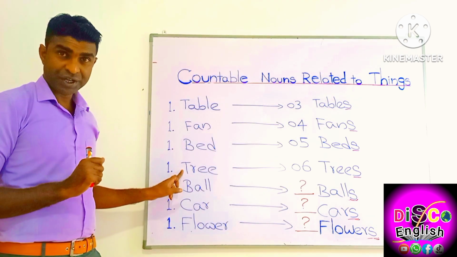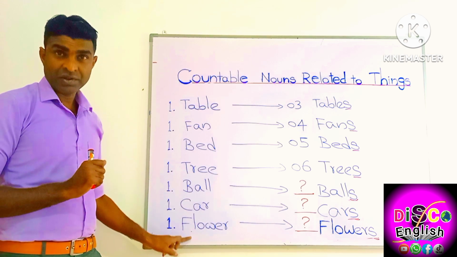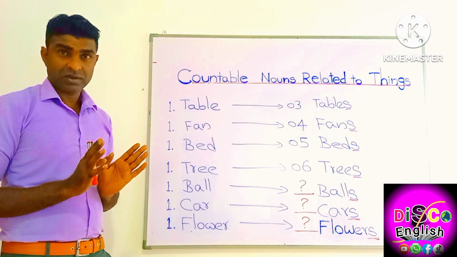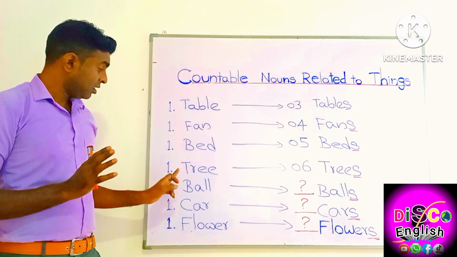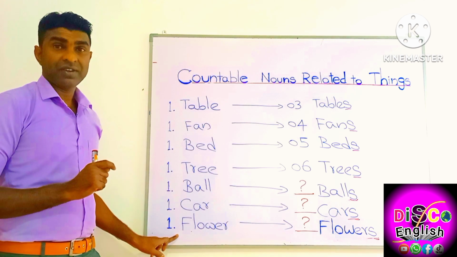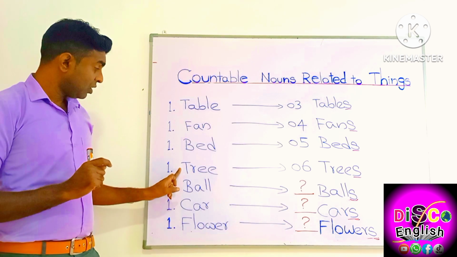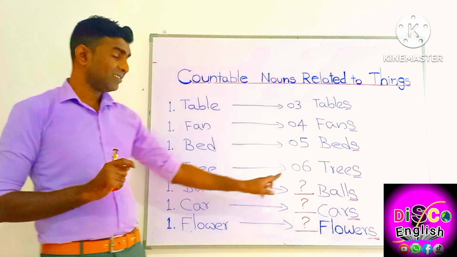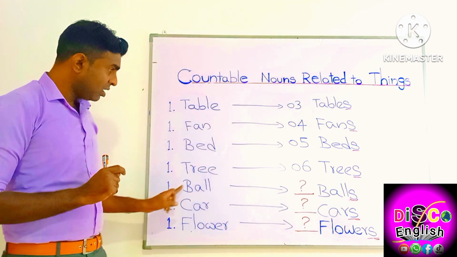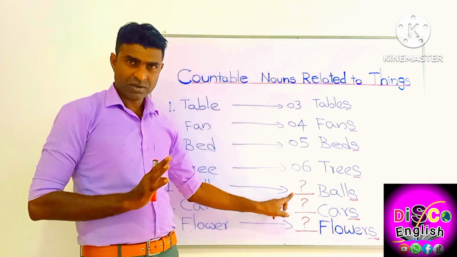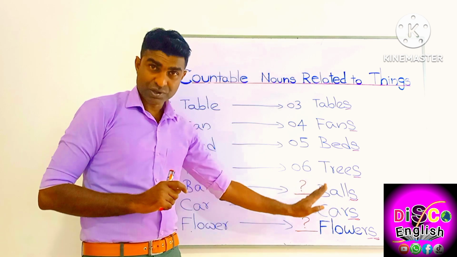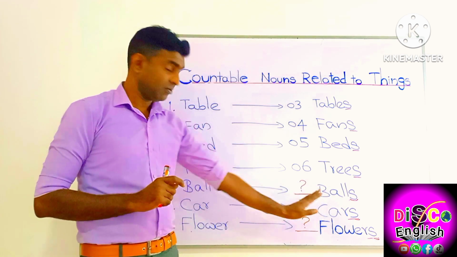Here biologically, trees, flowers, leaves we consider as having a life, right? But generally we consider these as lifeless items. So 1 tree here, singular, 6 trees, and in this case 1 ball, I have not written any numbers, but it is plural, balls, because it has not been counted.